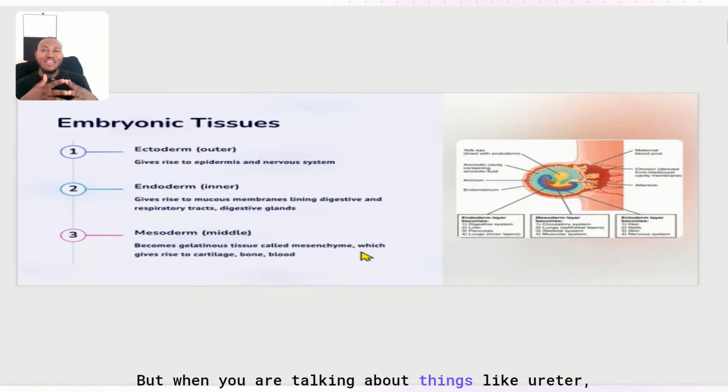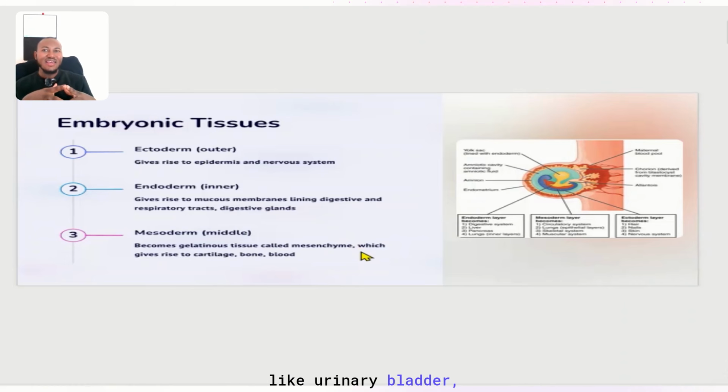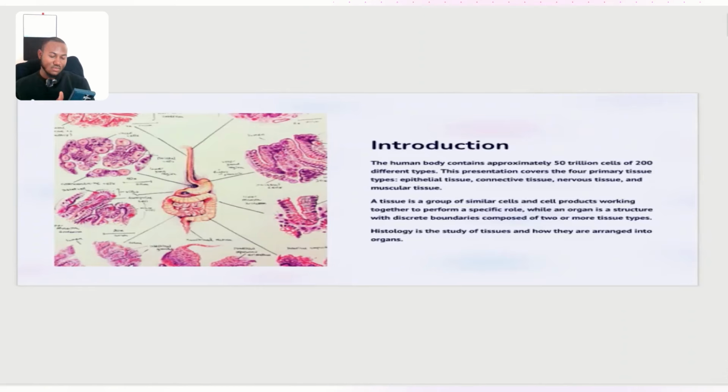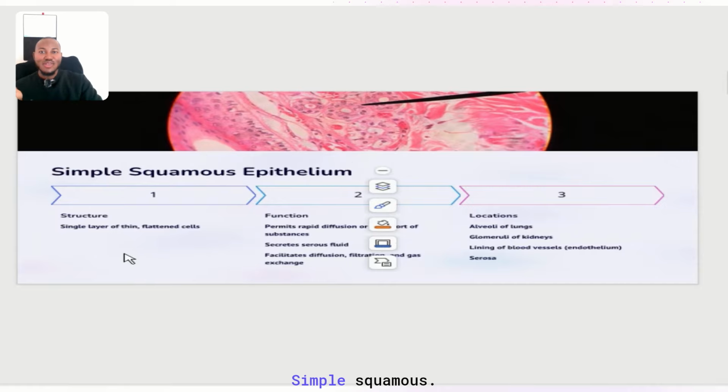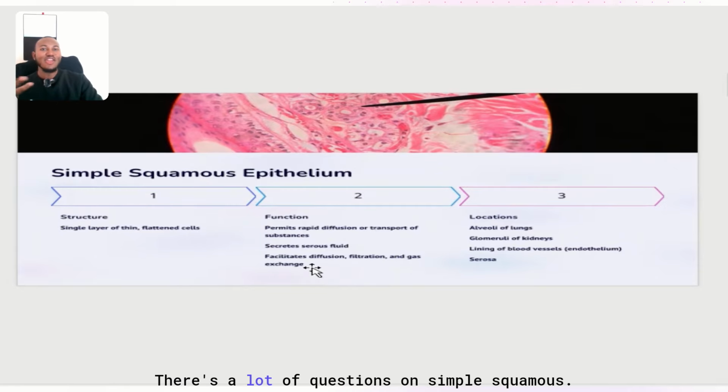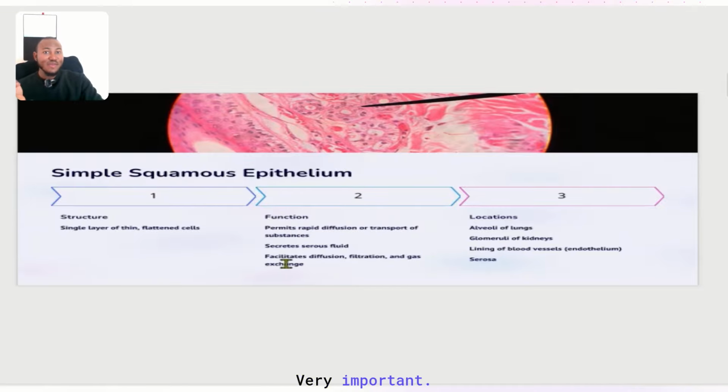But when you are talking about things like ureter, urinary bladder, you're talking about transitional epithelium or urothelium. We've done it before. Now, there's a question that says, dash is associated with rapid transport of substances through a membrane. What is that? Simple squamous. We've done a lot of questions on simple squamous. You have to be able to know all of them. I won't be able to bring all of them out. So simple squamous: rapid diffusion, transport of substances, facilitated diffusion, filtration, gas exchange, very important. Where? Alveoli, usually, that's what they ask.